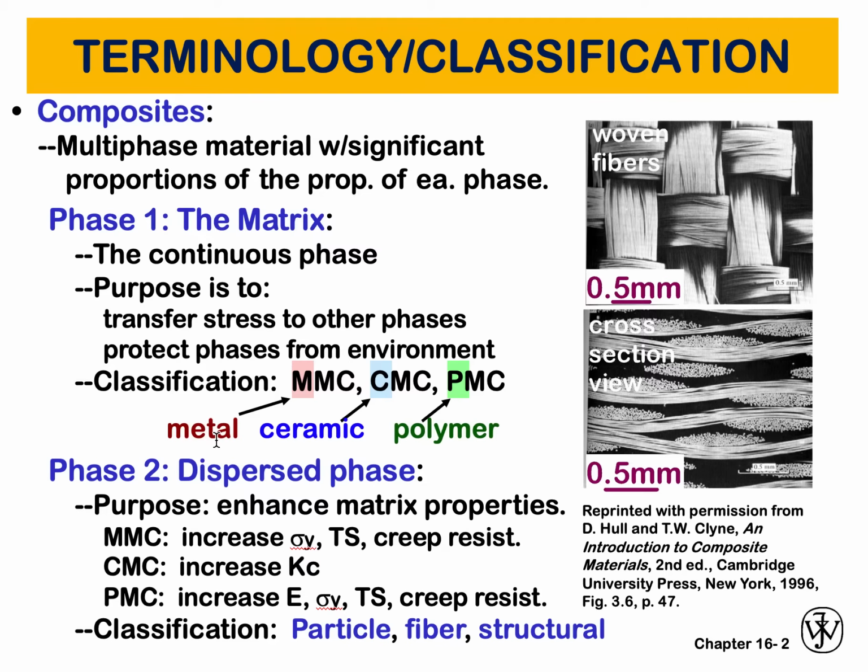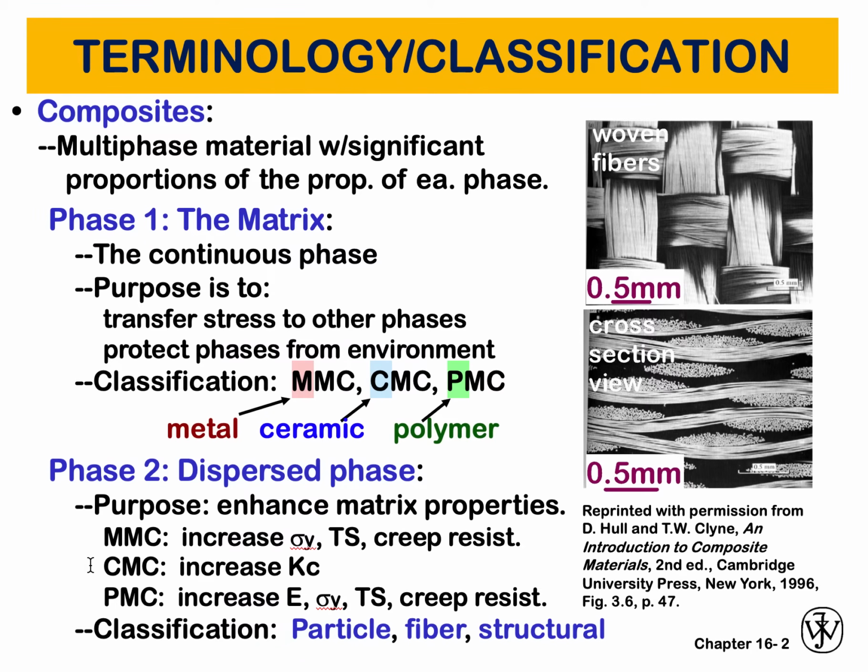So here the metal is the matrix phase. In this composite here, the ceramic is the matrix phase, and in this composite here, the polymer is the matrix phase, and all the other phases are embedded inside that matrix phase. The second phase, if we have a two-phase composite, is called the dispersed phase, and its purpose is to enhance the matrix properties. That's the most important one.